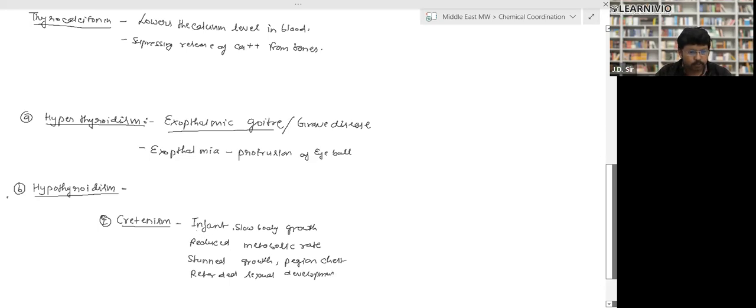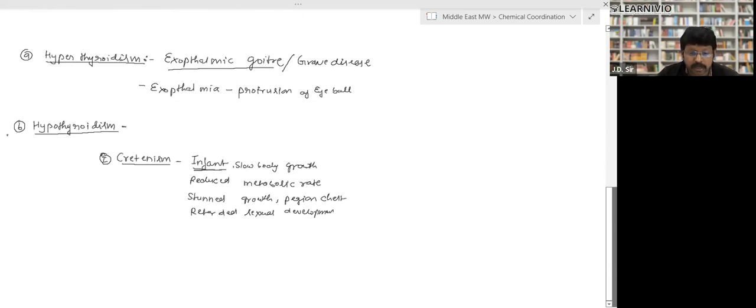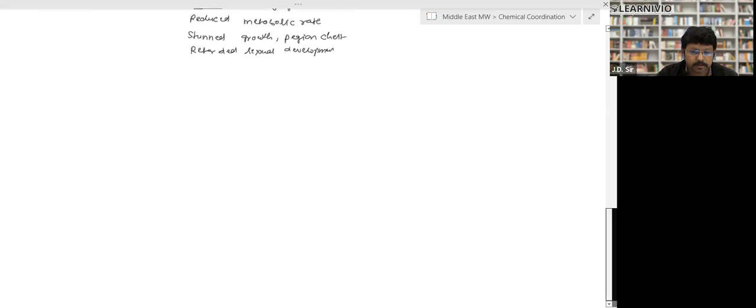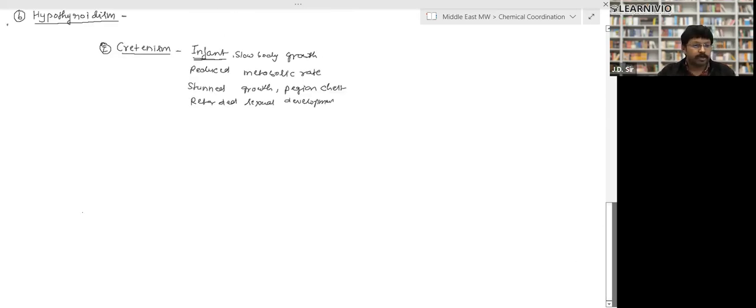And basically you have to remember that cretinism affects the infant, it does not affect the adult, right? So next, the second one is called simple goiter, where the throat part swells. This is the very basic kind of disease, the most prominent disease that takes place due to thyroid deficiency.